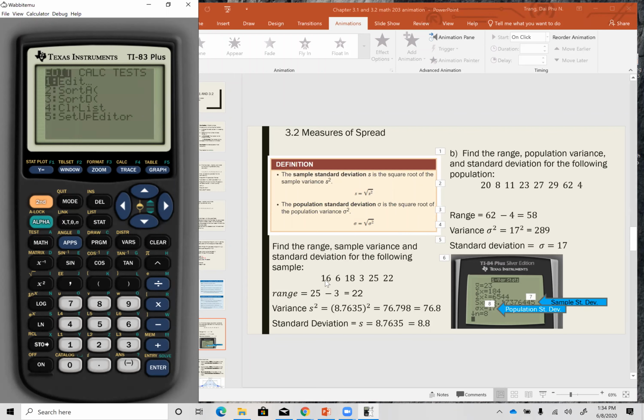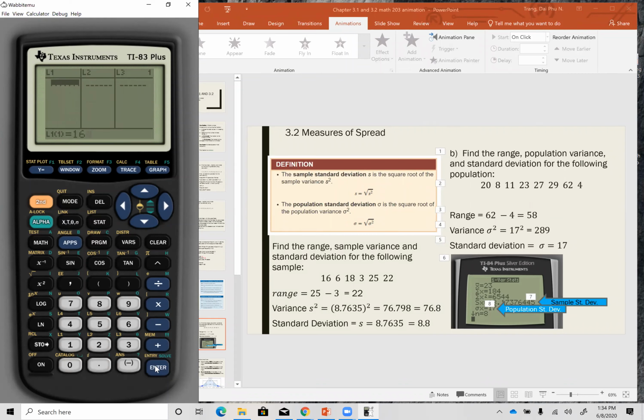Let's enter this data into your L1. Let's say I want L2 to be clear. Reminder to clear your L2: you go to L2, you click clear and then enter. Make sure your L2 is clear. And let's go to L1. Again, you don't have to clear. You can just type in over it and it will cancel out for you.